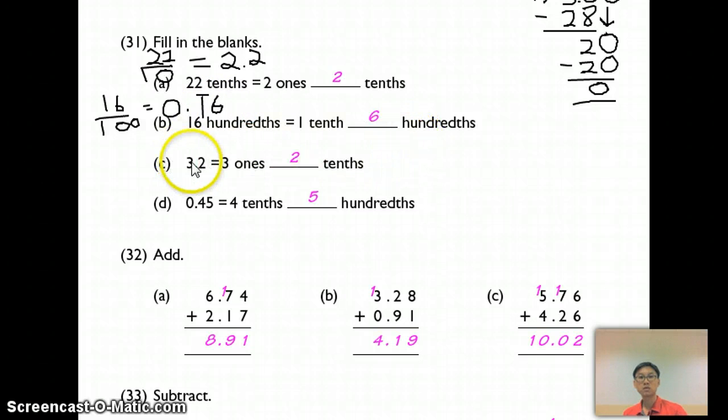3.2 is 3 ones, 2 tenths. 0.45 is 4 tenths, 500th. So it's important to know the place value or the place of each digit.